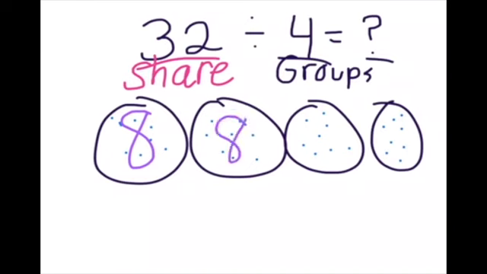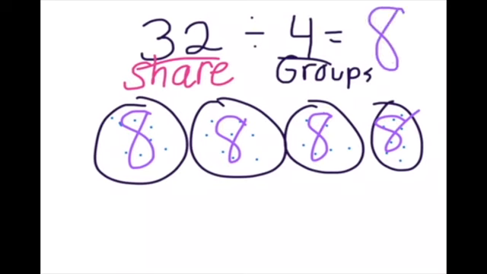Ooh. In this group I see 4 on the bottom, so that's 4. Ooh, and I see 4 up there, that's 8. And then I see the same thing, 4 on top and 4 on the bottom, that's 8. Yay! So each group has 8 in each group. So 8 should have been the answer that you get. 32 divided by 4 equals 8.